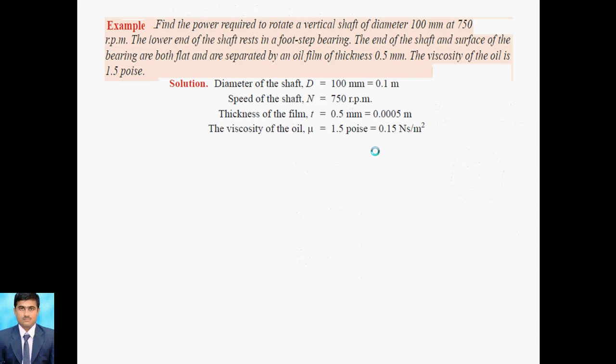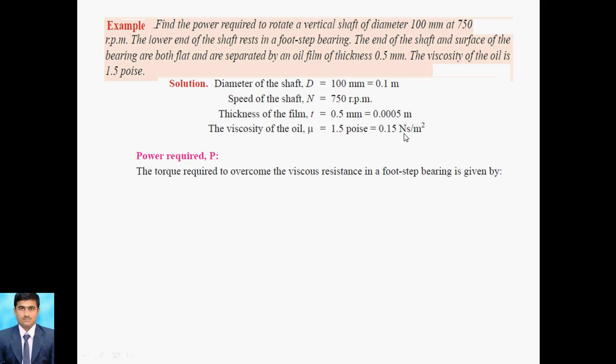So here the footstep bearing is there. This footstep bearing has a shaft diameter D of 100 mm, which we convert to 0.1 meter, and N is 750 rpm. t is 0.5 mm, which is 0.0005 in meters. Mu is the viscosity of the oil, which is 0.5 poise, already given. We divide by 10 to convert to Newton second per meter square.